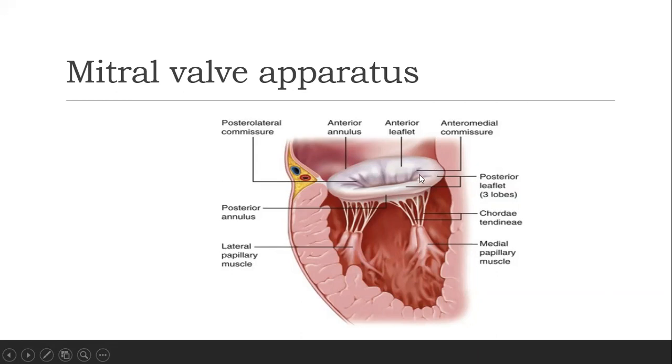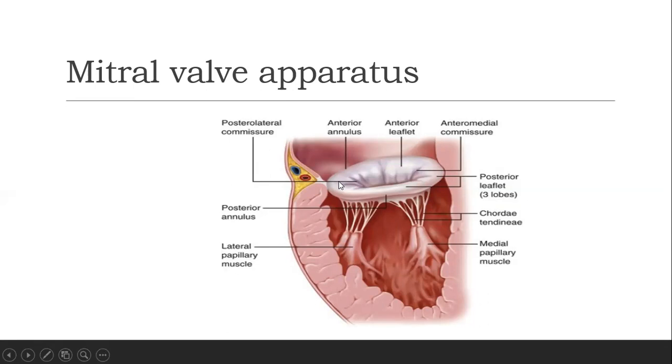The anterior leaflet and the posterior leaflet are attached to each other by means of a connection. That connection is called the commissure. So we have two commissures: the anteromedial commissure and the posterolateral commissure. The leaflets and the commissures are attached to a ring-like structure which is called the mitral valve annulus. Leaflets, or cusps, are attached by the commissures. They are supported by the annulus.